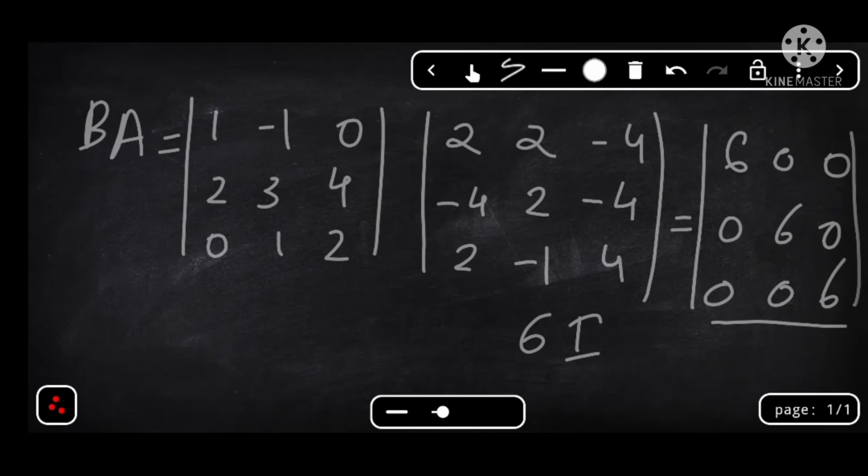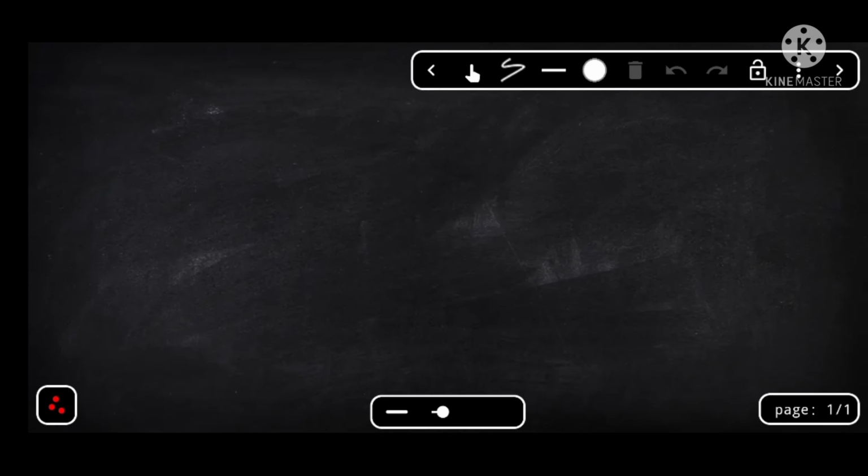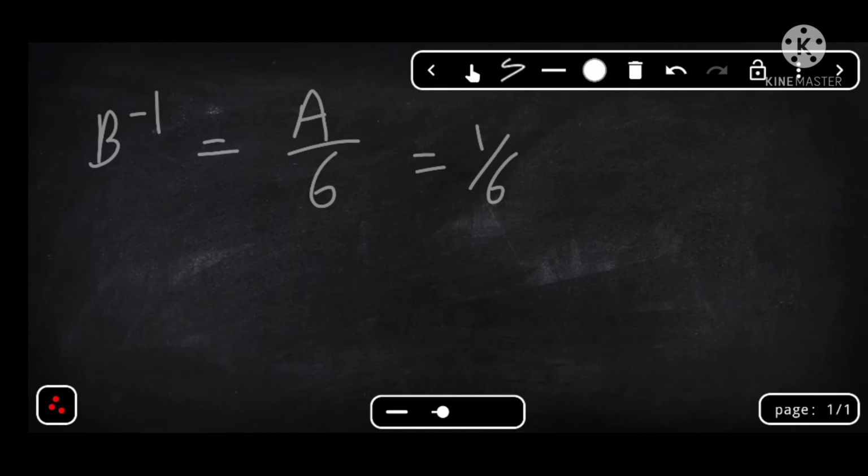Okay, so from this we are going to find B inverse. So B inverse BA is equal to 6I, right? So B inverse will be A divided by 6. That is 1 by 6 into the matrix A.